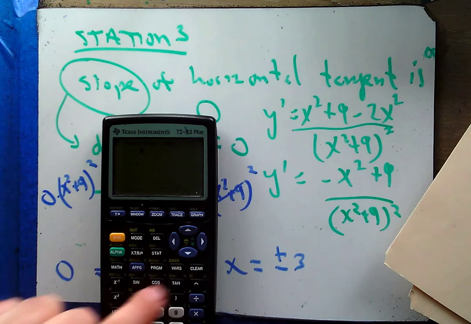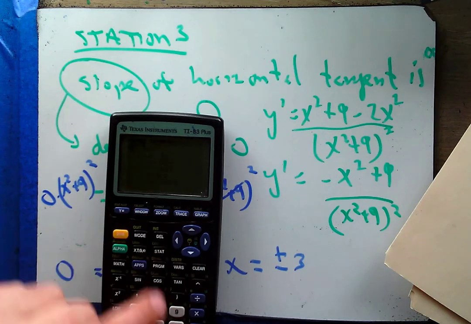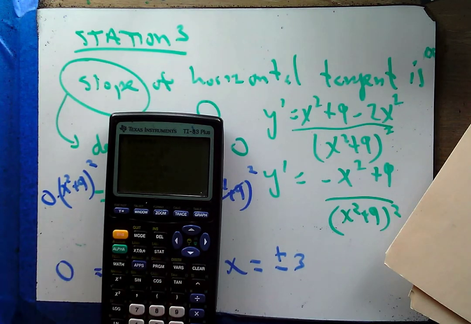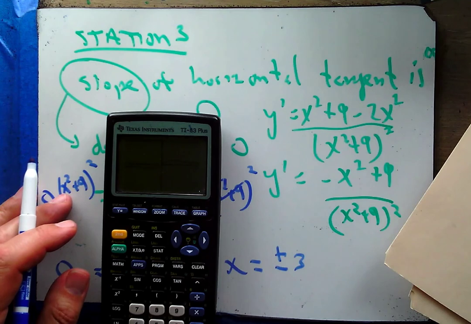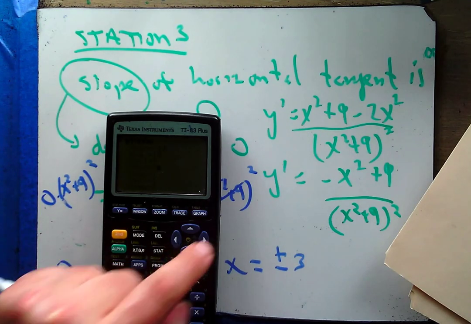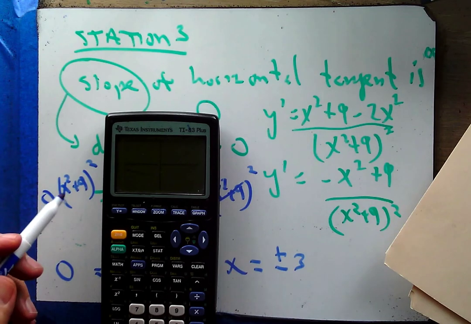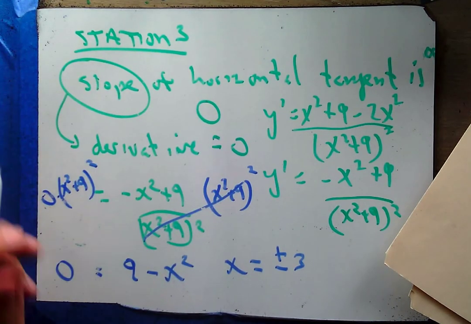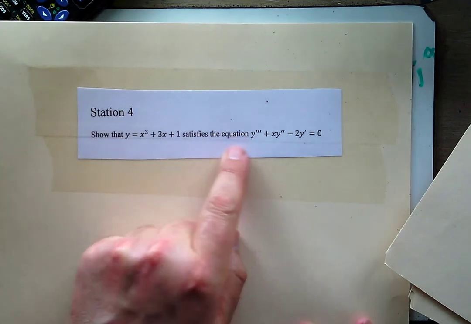Okay, so clear, x divided by parentheses x squared plus 9. And I just want to see a graph of this in the standard viewing window. I'm going to have to change that window to negative 3.4 to positive 3.4. That's better. So there at positive 3 I have a horizontal tangent, and there at negative 3 I have a horizontal tangent. Okay, so horizontal tangent means set the derivative equal to 0. Next station, show that this satisfies this equation.